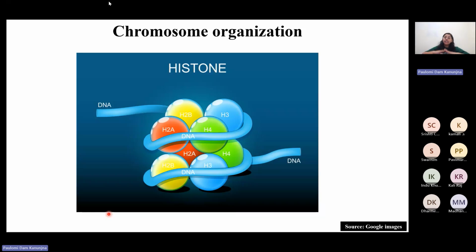Because DNA is a long biomolecule, and the nucleus is a very small, dense part of your cell. So how is this entire big molecule compactly packed into the nucleus? That is what we are going to see, and how that takes place by chromatin reorganization or chromosome organization.